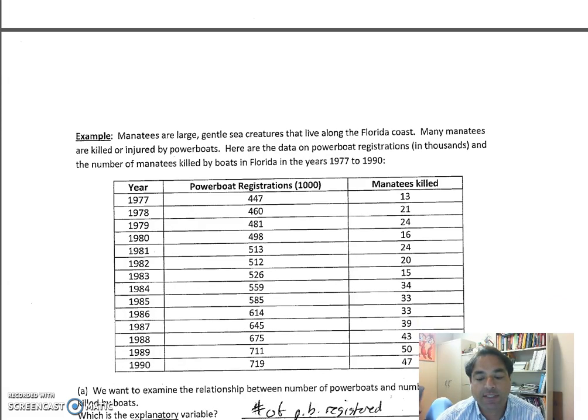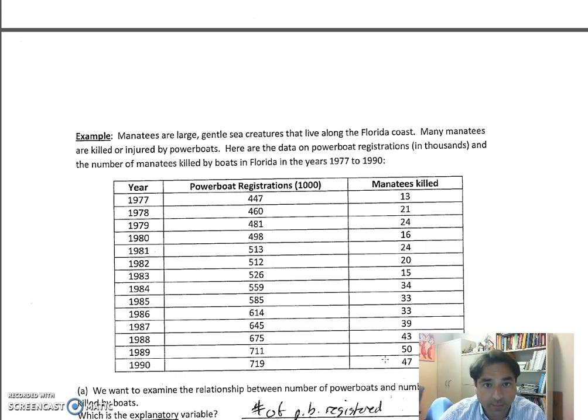So here's our set of data. Manatees are large, gentle sea creatures that live along the Florida coast. Many manatees are killed or injured by powerboats. Here are the data on powerboat registrations in thousands and the number of manatees killed by boats in Florida in the years 1977 to 1990. So we have the years here, powerboat registrations in thousands, and manatees killed. In 1977, 447,000 powerboats were registered, 13 manatees were killed. In 1990, 719,000 powerboats were registered, and 47 manatees were killed. And we're trying to see if there's a relationship there.